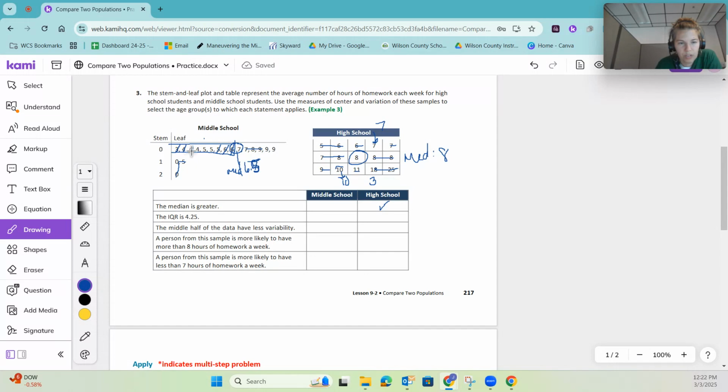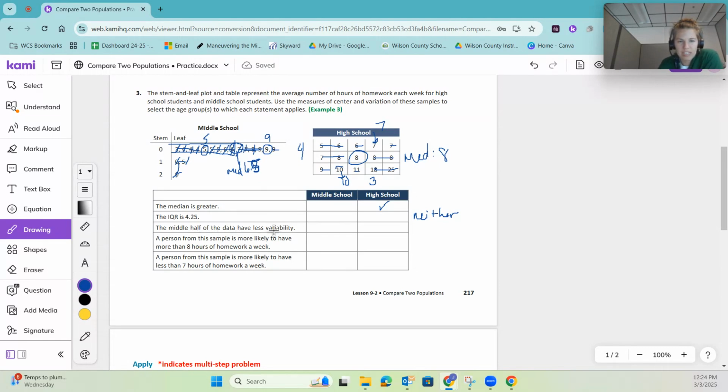So 2, 2, 3, 3, 4, 4, which makes 5, the median of the lower set. And then we would have 7, 7, 1, 2, and then there's 3 9s. So this 9 would be here. So I have 4, 9 minus 5 is 4 as my interquartile range. So neither is 4.25. Okay, middle school is 4, and high school had an interquartile range of 3.